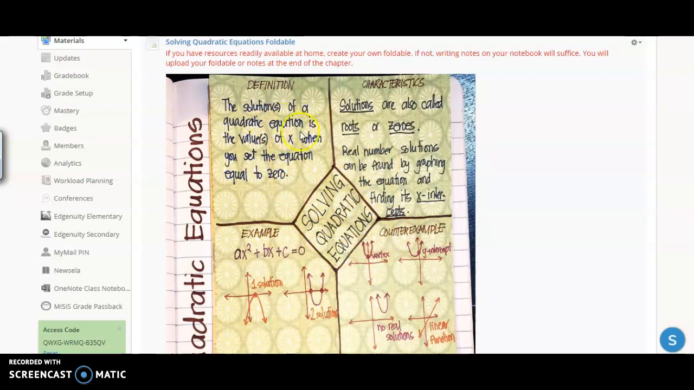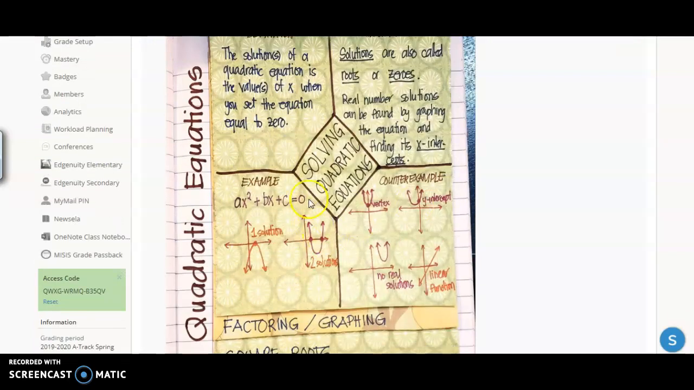So by definition, it's actually just a process of looking for the value or values of x that will make your equation true or equal to 0. And those values are called solutions, which, if you recall, can also be called roots or zeros. Now, real number solutions can be found by graphing the equation and finding its x-intercept. So pretty much they are called solutions, roots, zeros, and lastly, if you look at the graph, they are just the x-intercepts.